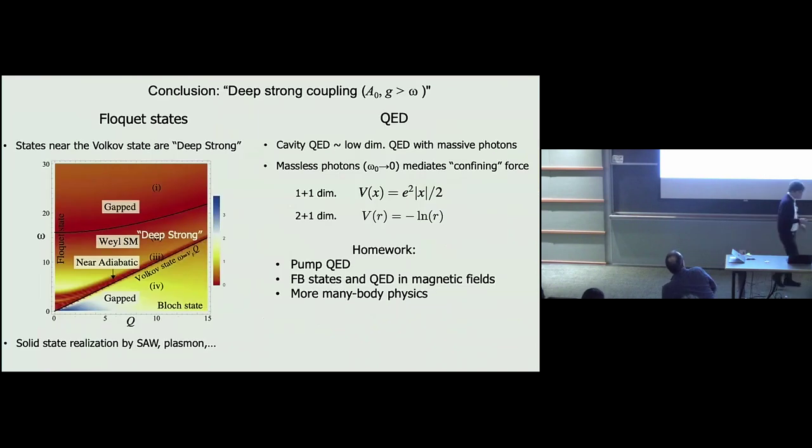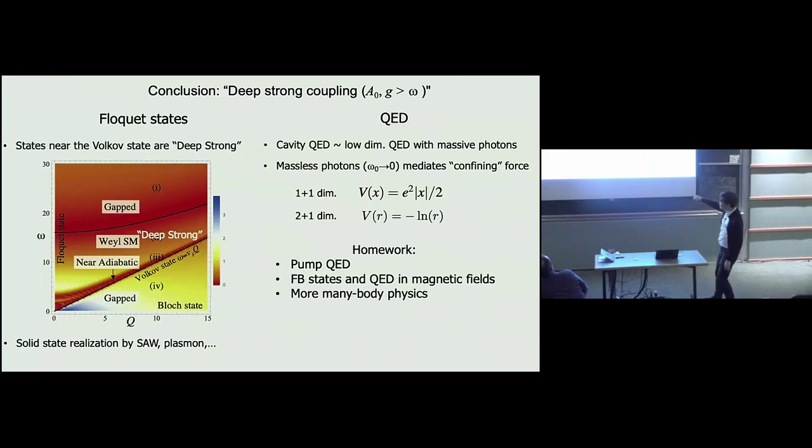Okay, so to summarize, I tried to address the question of what is the deep strong coupling limit of Floquet physics and this QED. In the case of Floquet physics, it's actually the adiabatic limit and the near adiabatic tunneling physics, which extends to finite Q and omega near these Volkov states. The QED case: when the photon energy goes to zero, or this photon mass goes to zero, the photons will start to mediate long-range interaction inside a cavity. In 1D, it will completely confine your electrons. In 2 plus 1D, it is known that it's marginally confined, so you have a logarithmic potential. And it's really at the tip of confinement and non-confinement. Okay, so that's all. Thank you very much.